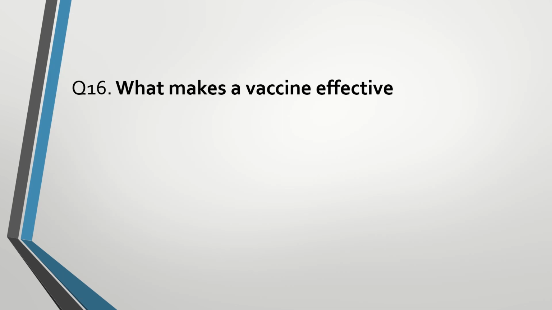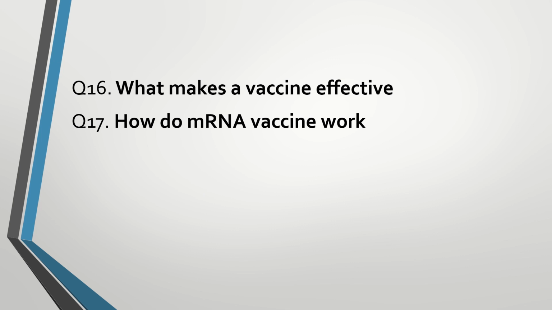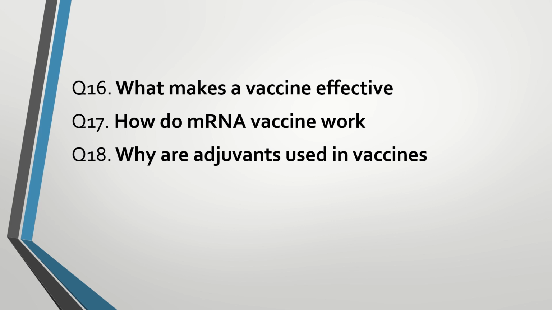The first question we're going to deal with, question number 16, asks what makes a vaccine effective? Here we are going to see the factors that contribute to the effectiveness of a vaccine. Another question is how the messenger RNA vaccine works. Here we will know what messenger RNA is, and how it functions. In question number 18, we are going to deal with why adjuvants are used in vaccines. In that question, we know what adjuvants are and the reason why they are used in vaccines.